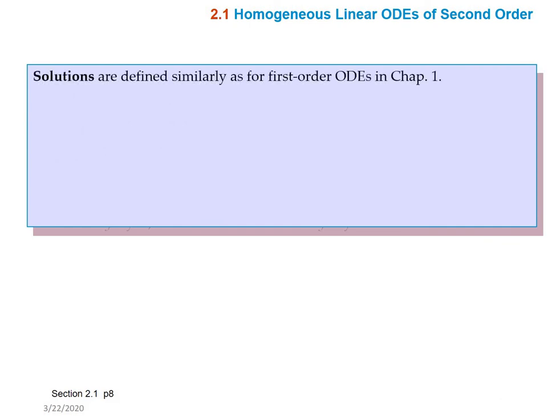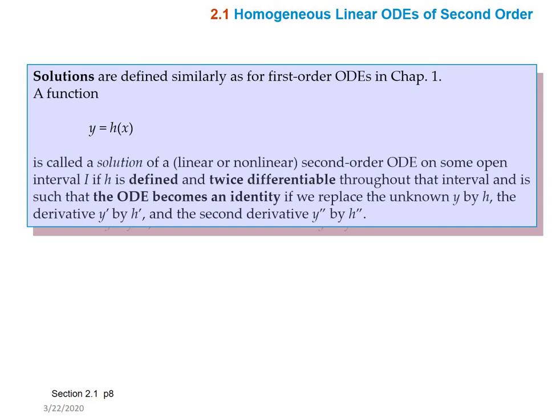Now, solutions, as we defined before. We call any given function a solution on some open interval if that function is defined there. It should be twice differentiable. Why twice differentiable? Because I need it for my second order ODE. It means I need to substitute my function into y double prime, y prime, and y. This is why it should be twice differentiable.